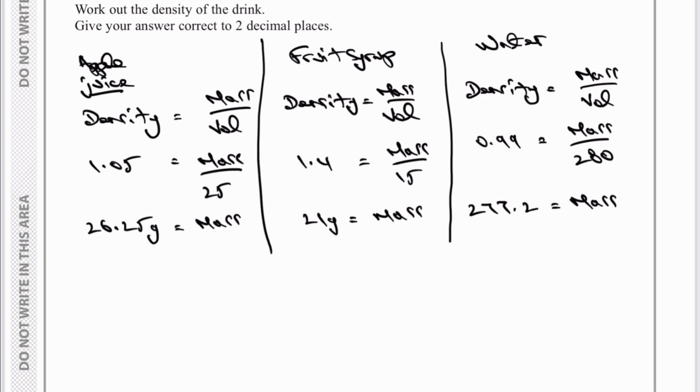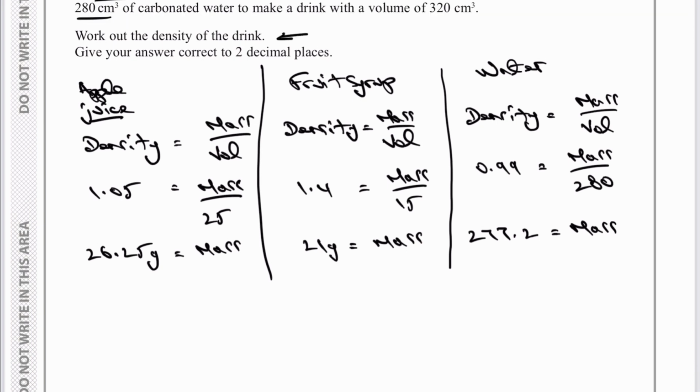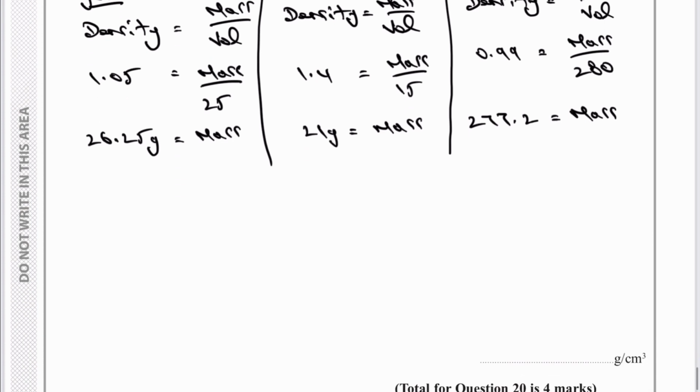And then the question is, work out the density of the drink, which is this little bit at the top here. I'll give your answer correct to two decimal places. Well, that's fine, because now we've got a density formula again. So for the drink itself, guess what? I'm going to write density equals mass divided by volume. You might not want to do this much, but I tend to prefer to do it. It just makes my calculations and thinking a lot easier.